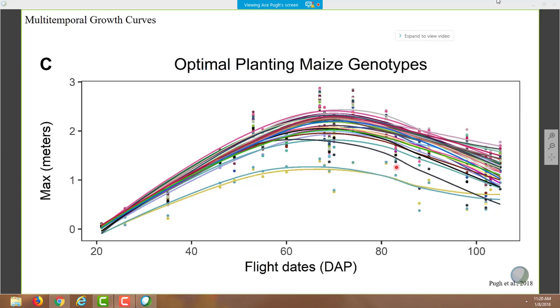So the question is, what is going on here? Why are the plants decreasing in height? Because we see this in all the genotypes, so it's not something as simple as UAV error, because there's many flight dates within this section.